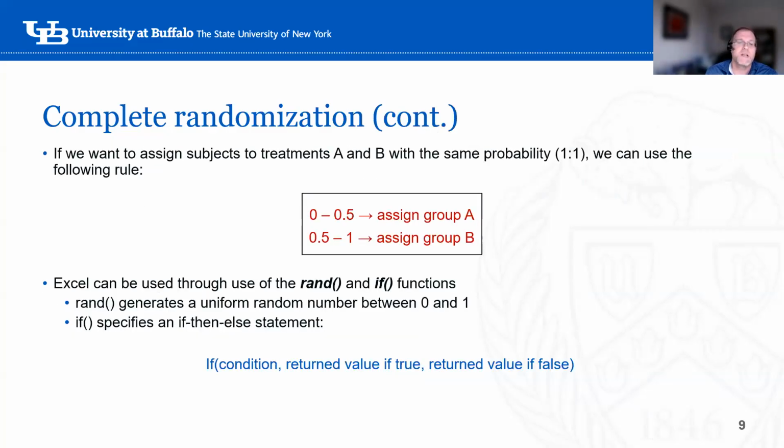So if I can generate these uniform random numbers and I come up with an assignment rule like you see here in the box, that's all I need to do to generate a randomization list. So let's say that if my uniform number is between 0 and 0.5, then you're assigned to group A. If it's between 0.5 and 1, then you're assigned to group B.